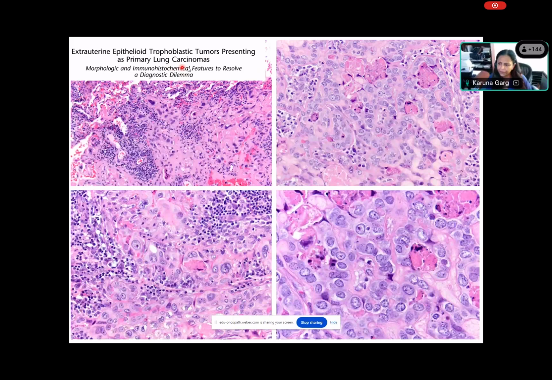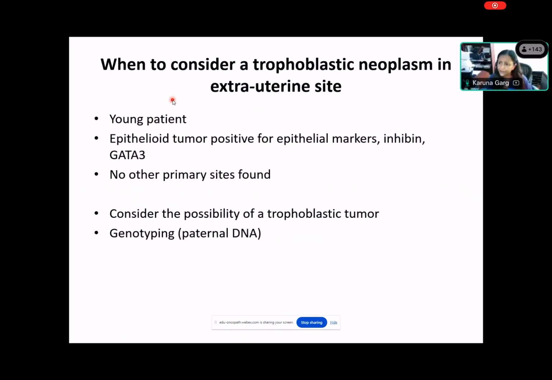So there's a paper, you can read this if it's interesting to you, but extrauterine ETT presenting as primary lung carcinoma. So it does weird things like that sometimes. So keep that in mind. When should you consider this possibility? If it's a young woman, if it's an epithelioid tumor that's positive for all the epithelial markers, it's positive for inhibin, it's diffusely positive for GATA3, but there's no other primary sites. There's nothing in the breast, there's nothing in the urothelial tract, then this should come to you at that point, like, could this be a trophoblastic tumor? And if you're thinking about it, send it for genotyping.